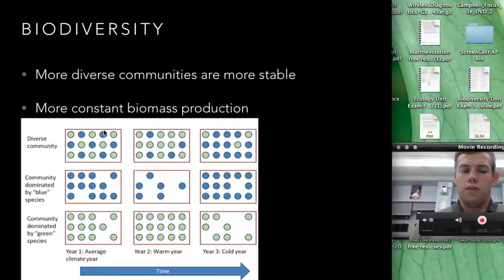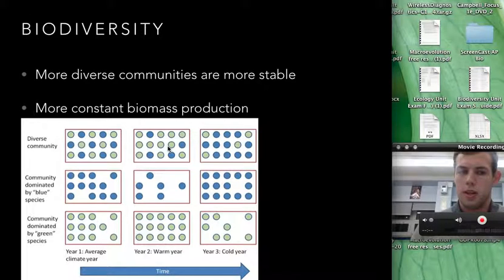Now, in the first year, it's an average climate year, and we have a large amount of biomass in all 3 of these. So let's see what happens the next year when the climate changes. Next year, it's a little bit warmer. Now, the green species is well adapted to this. They're going to flourish, with an increase in biomass. However, the blue species is not well adapted to this. They have a decrease in the amount of biomass. However, in our diverse community, the biomass doesn't change.